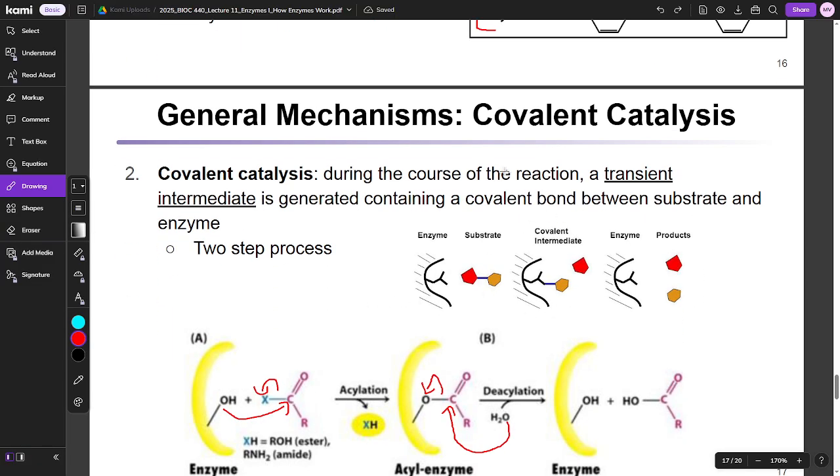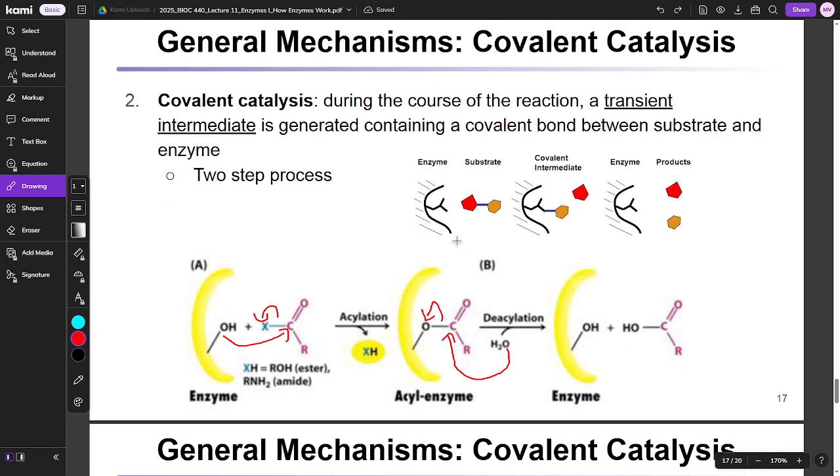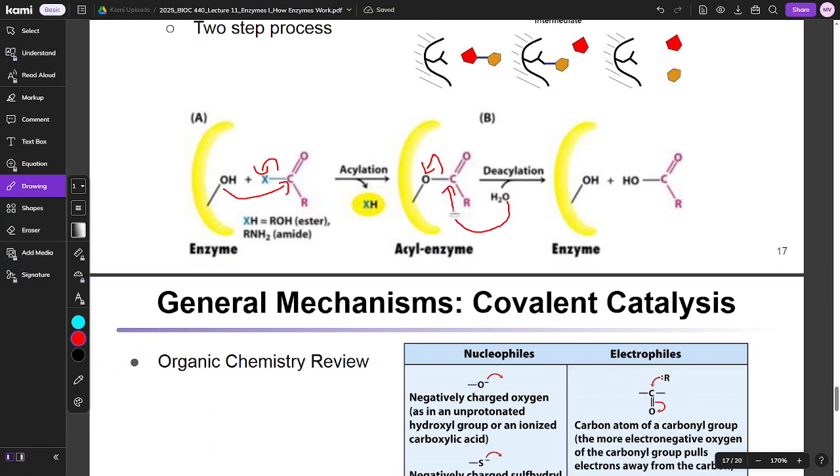So this idea of covalent catalysis is just this idea that the enzyme forms a covalent bond between the substrate and the enzyme. That's all there is to it. It doesn't stay for long, where transient intermediate means that it disappears rather quickly, but there is a covalent bond formed.